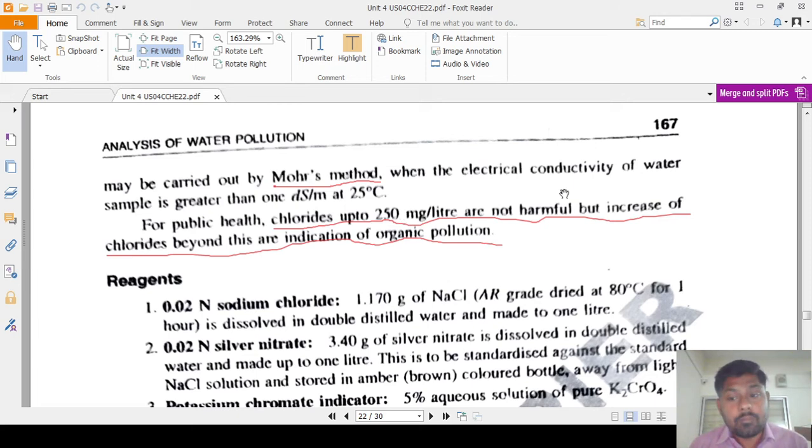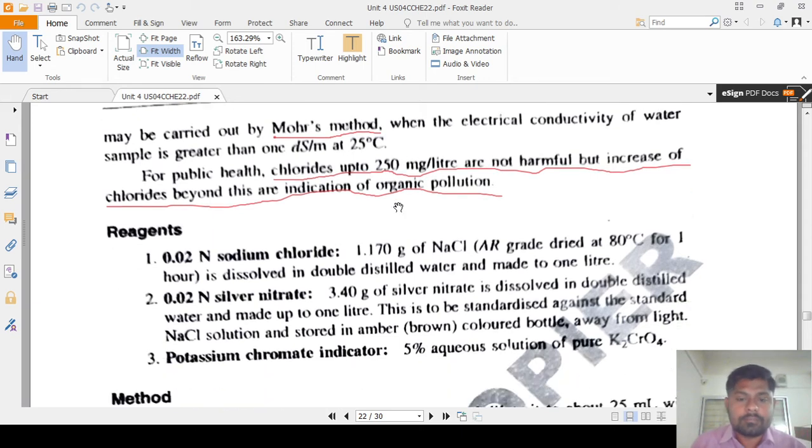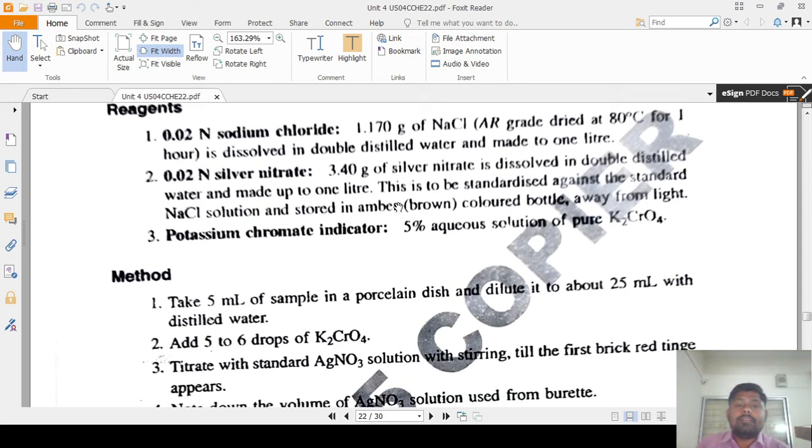It is not harmful, but an increase of chloride beyond this limit, beyond 250 milligram per liter, that is the limit of maximum chloride content present in the water. If it is higher than that, then it is harmful, or an indication of organic pollution. The reagents used for this are 0.02 normal sodium chloride, 0.02 normal silver nitrate, and the potassium chromate indicator, that is K2CrO4 indicator. This is the method by which you can prepare the solution.